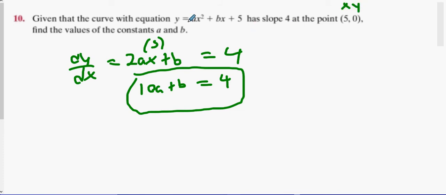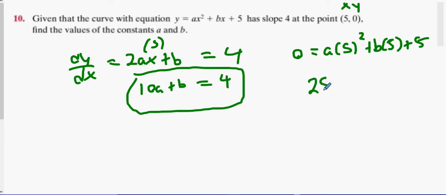Yeah. You sub in y equals 0 when x equals 5. So the y turns into 0 when you use an x value of 5. And then it should become 25a plus 5b equals minus 5.